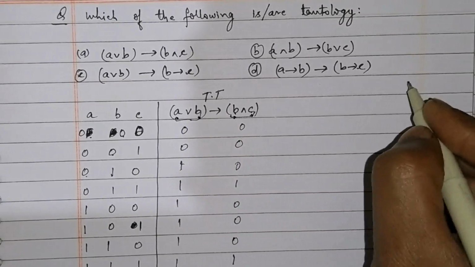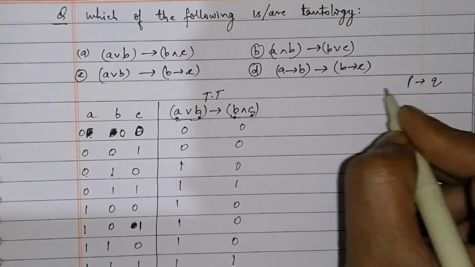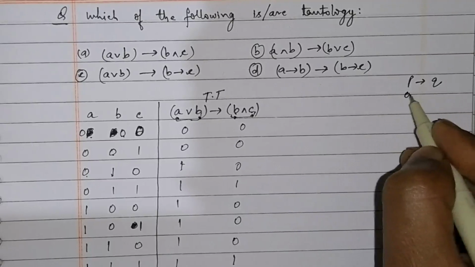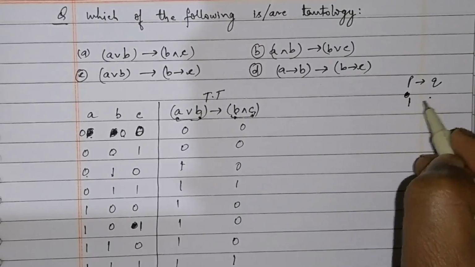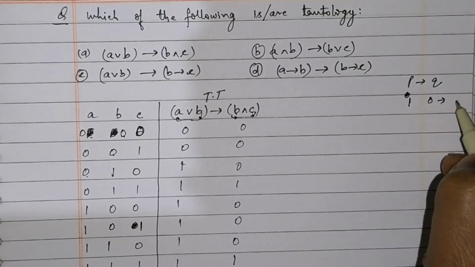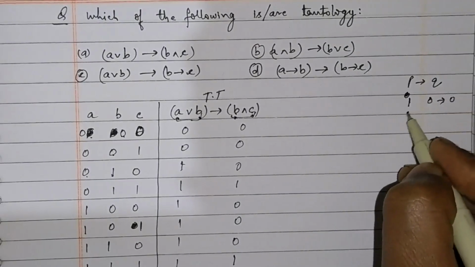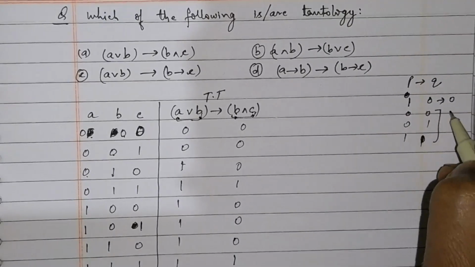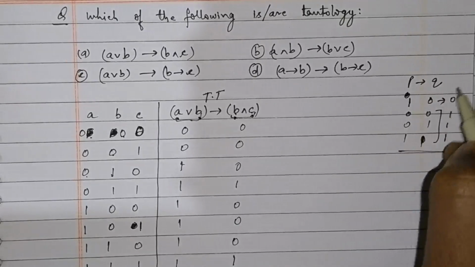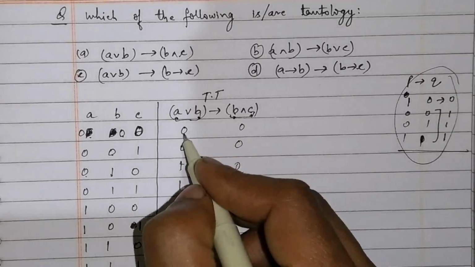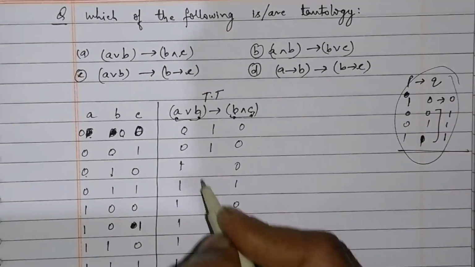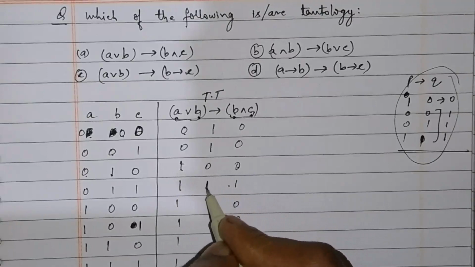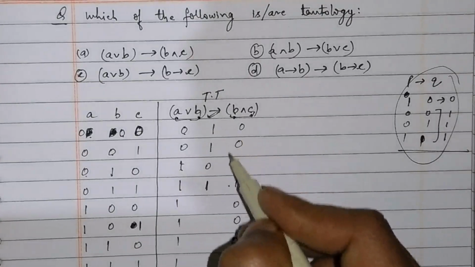We should know the truth table of P implies Q. Whenever P is true and Q is false, then the whole term is false. In other cases, 0 0, 0 1, 1 0, 1 1, it is true, true, true. So using this truth table, I will derive it. It is 0, true, true. It is 1, it is 0, so it is false.